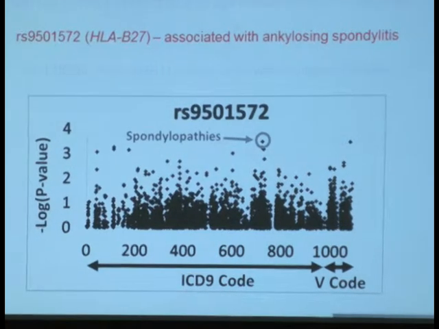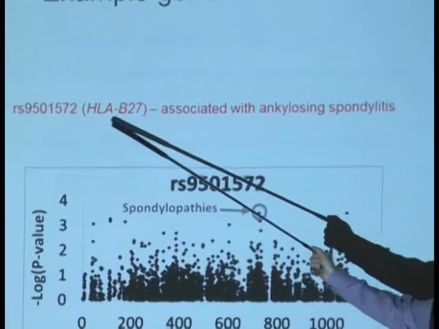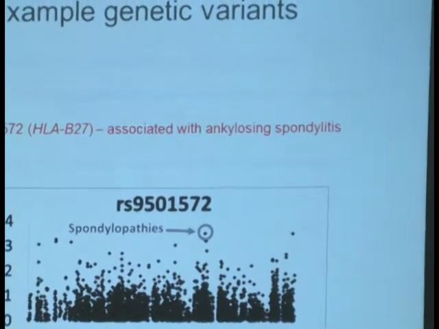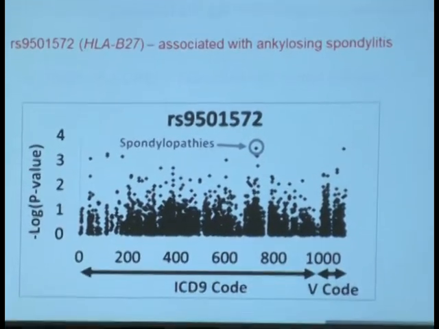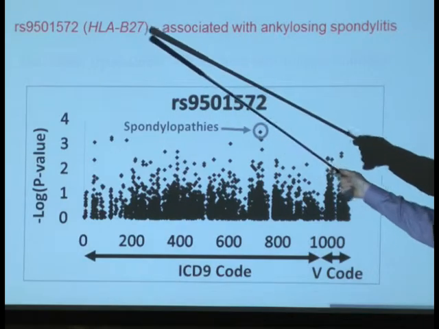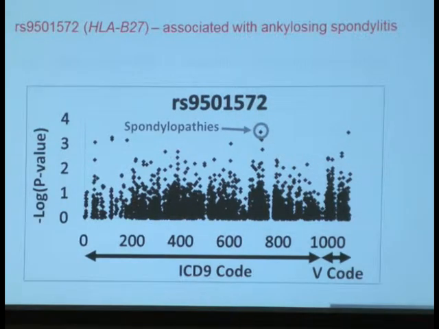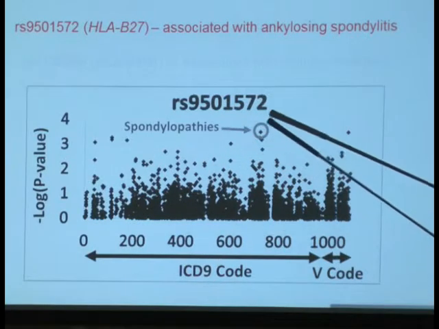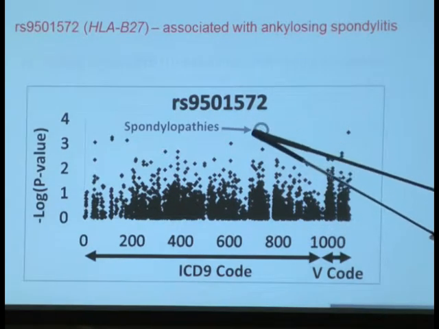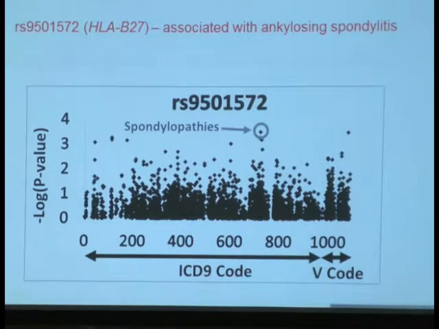Here's another one. This variant is in a gene called HLA-B27. It's an important gene that's involved with immune systems, and if these HLA variants are changed, it often results in autoinflammatory conditions, autoimmune diseases. So this genetic variant is known to be associated with ankylosing spondylitis. So this is kind of like an arthritis of the spine. And when we measure for associations across the phenome, the top association or top linkage signal that we get is for spondylopathies. So again, we're showing what we expect.